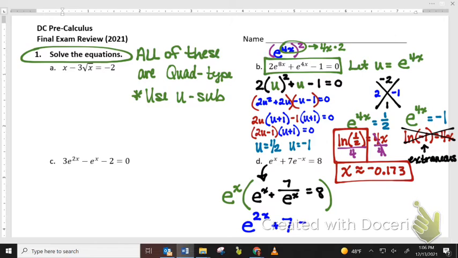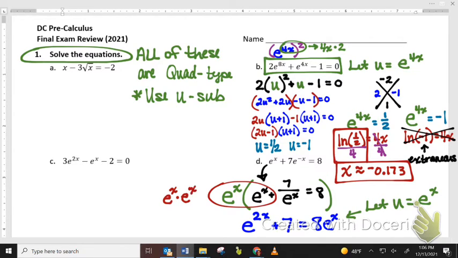What would I have after the equal sign? Eight e to the x. And so then here, let u equal e to the x. Let me just write this down clearly. E to the x times e to the x. We're going to add those two together. And that's how we get down here. So far, so good?